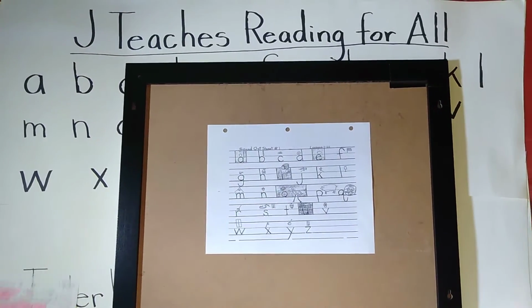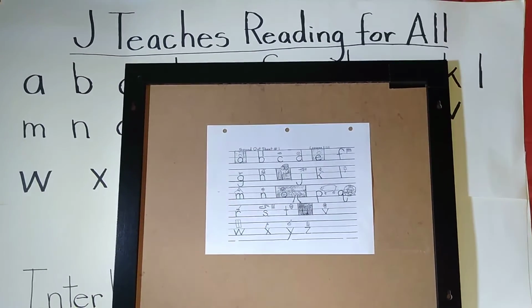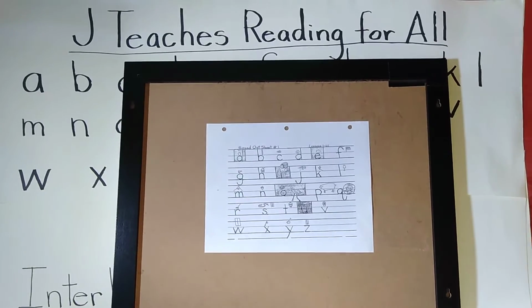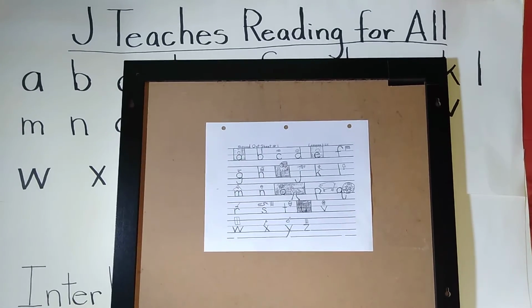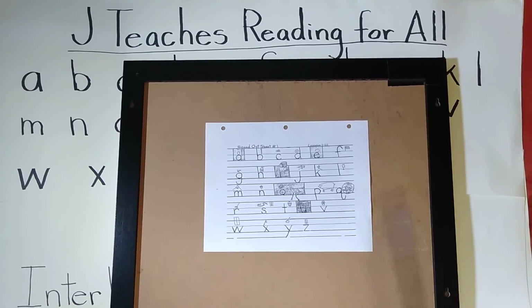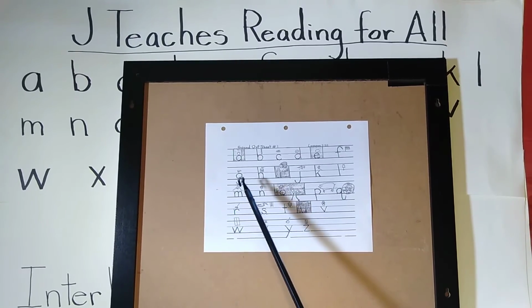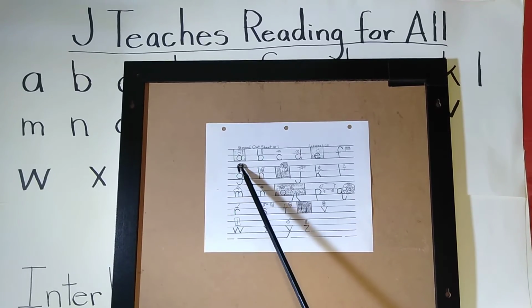All right, here we go with Jay Teaches Reading for All, Lesson 2, which is the B lesson. And the first thing I'm going to do from a page in my book is go through the main sounds of the letters, and I'll explain why I'm doing this later.